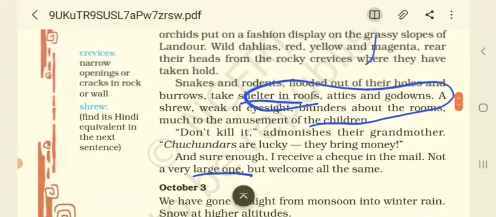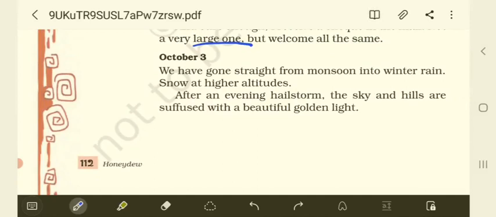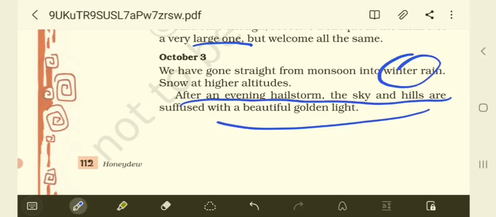Now we move on to 3rd of October. What happens? We have gone straight from monsoon into winter, rain, snow at higher altitudes. After an evening hailstorm, the sky and hills are suffused with a beautiful golden light. Now, what happened? From monsoon, the winter season has started. The beauty of the winter season is depicted in these lines.